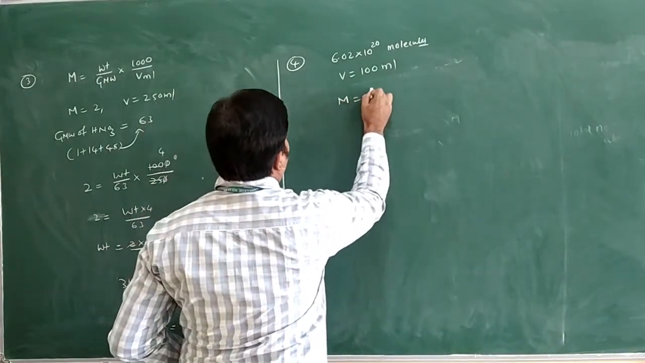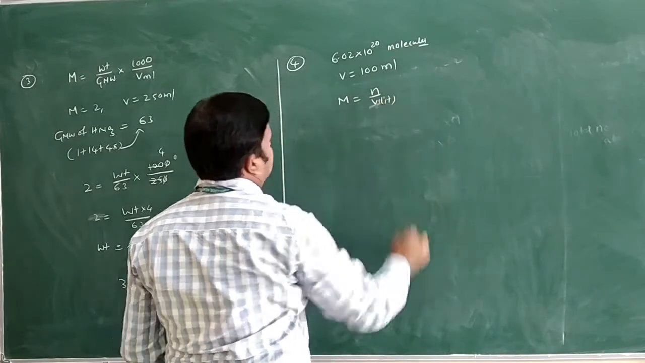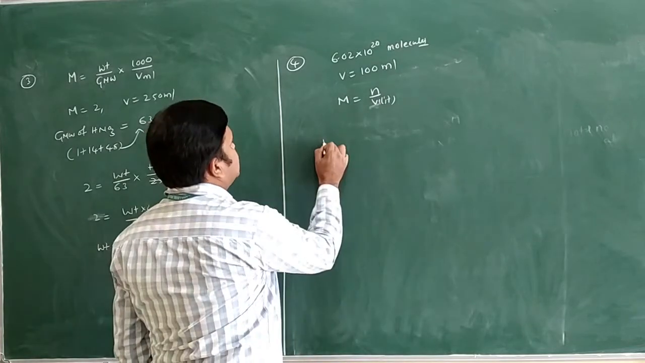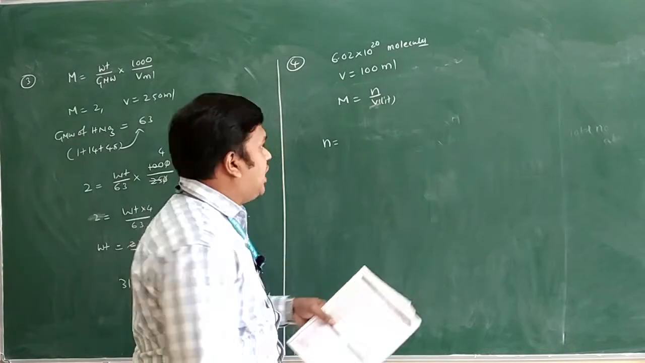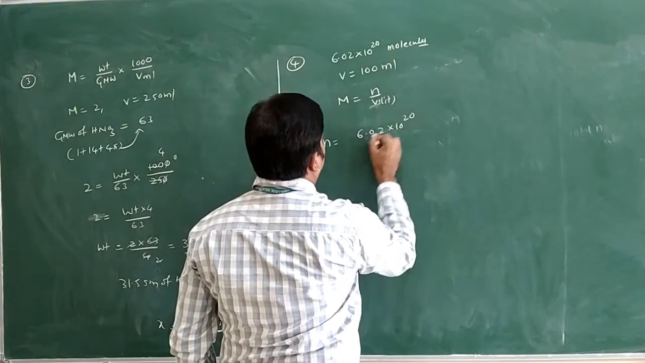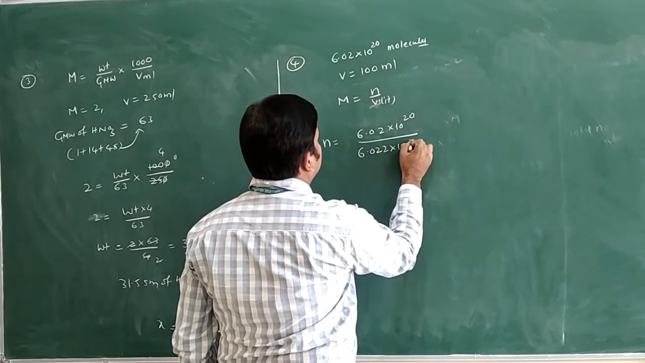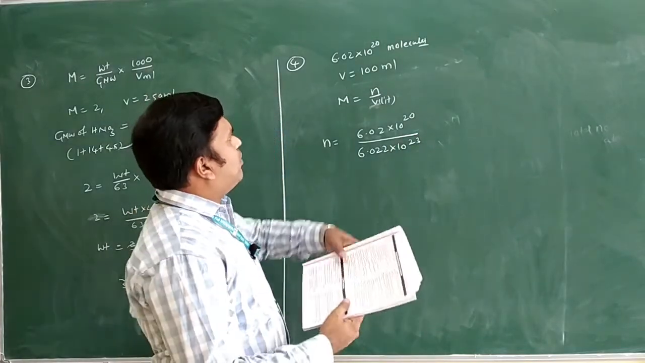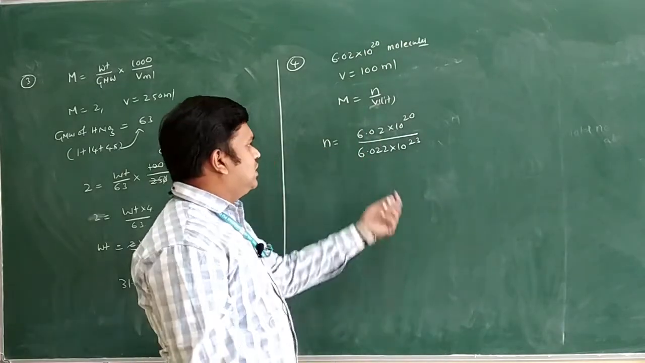So how can you use the formula? We can use the molarity. M is equal to n by V, where volume is in liters. You want to find out the number of moles first. Number of moles n is equal to number of molecules given, 6.0 into 10 power 20, divided by Avogadro number, 6.022 into 10 power 23.